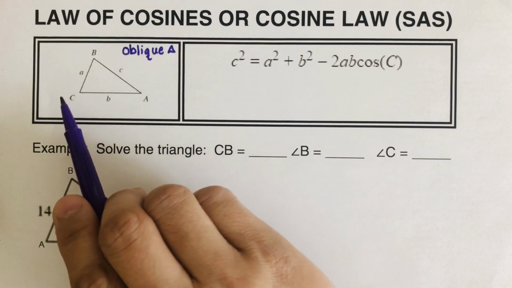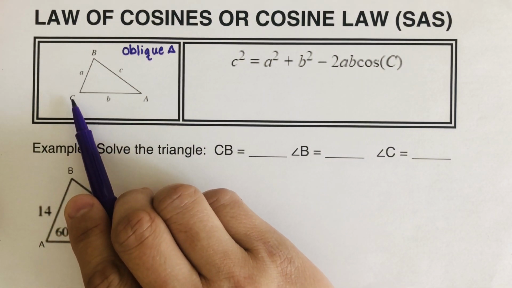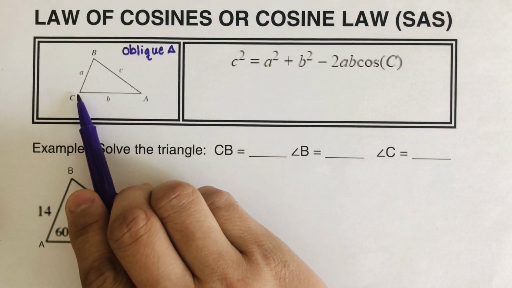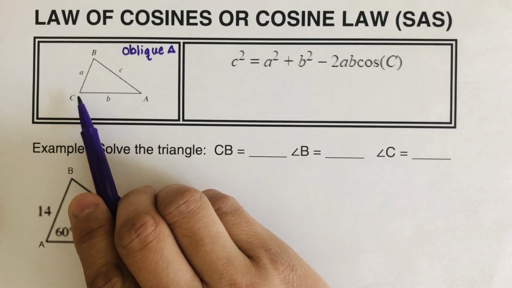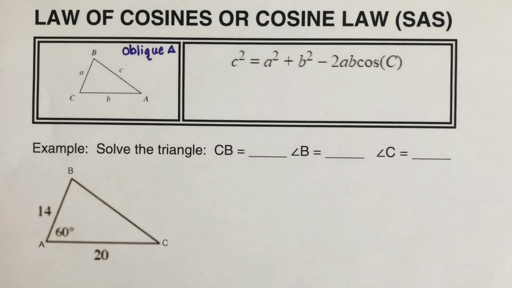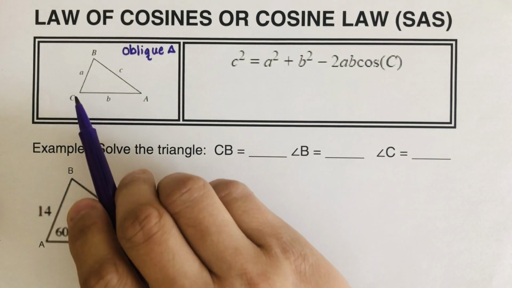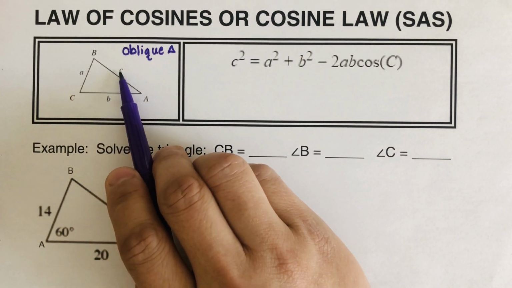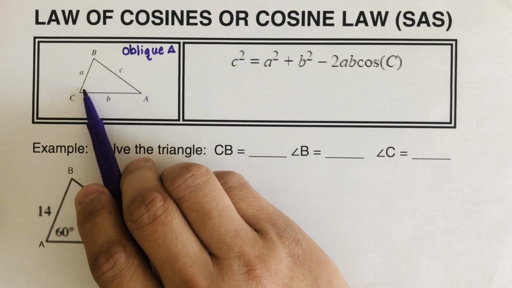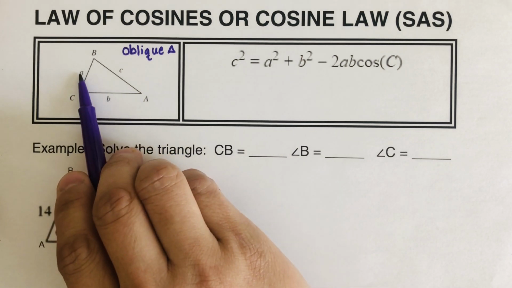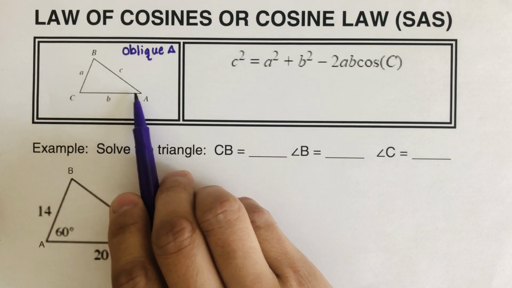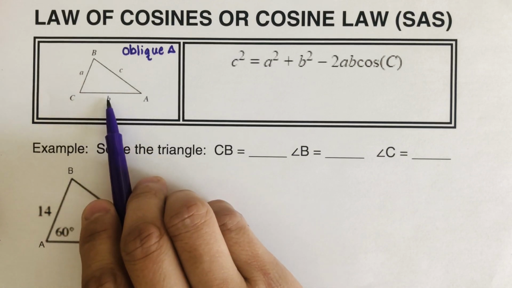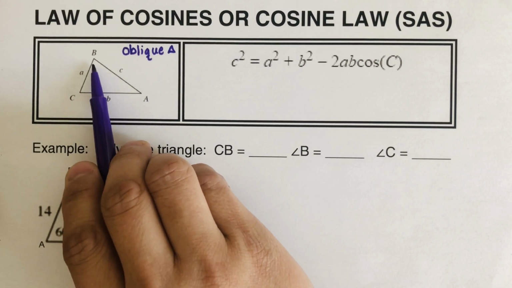First, the angles are written in big letters. So A, B, and C are the angles. Big letters mean they represent an angle. The small letters across from them are the sides. So the small letter c here is across the angle C. Small letter a is across the big letter A, which is the angle. And the small letter b here is across from the angle B.